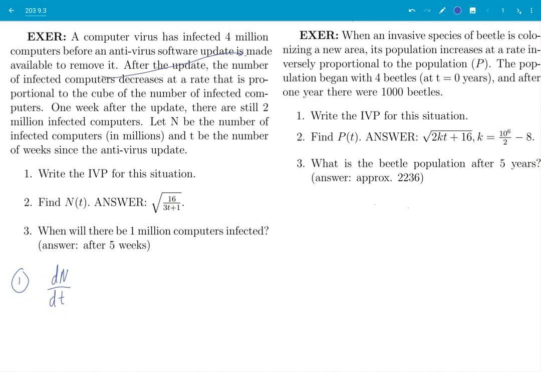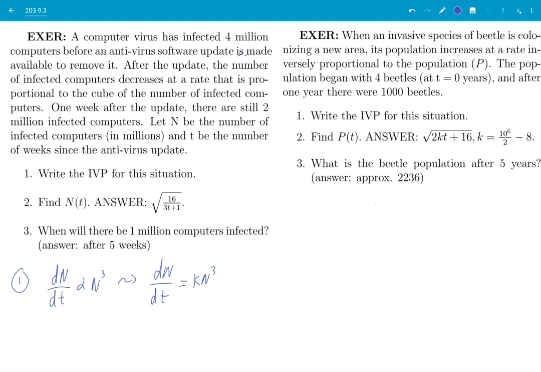They say the number of infected computers decreases. So they're talking about a rate of change, so a derivative. And it's proportional to the cube of the number of infected, and the number of infected, that's n. So this is proportional to n cubed. So I get dn over dt is some constant times n cubed.